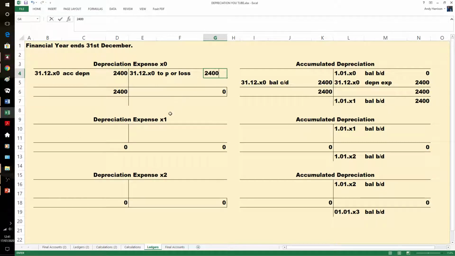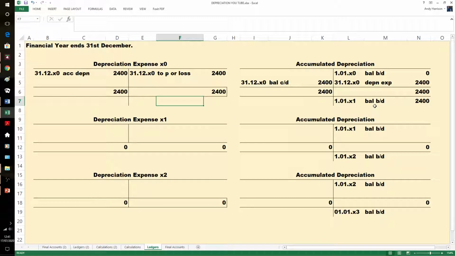No balancing, carried down, no brought down. The whole amount, the expense, goes into the profit or loss. One credit entry here, debit the profit or loss account with an expense, and then we restart the account again the following year. These are going to look very similar, just different year ends.